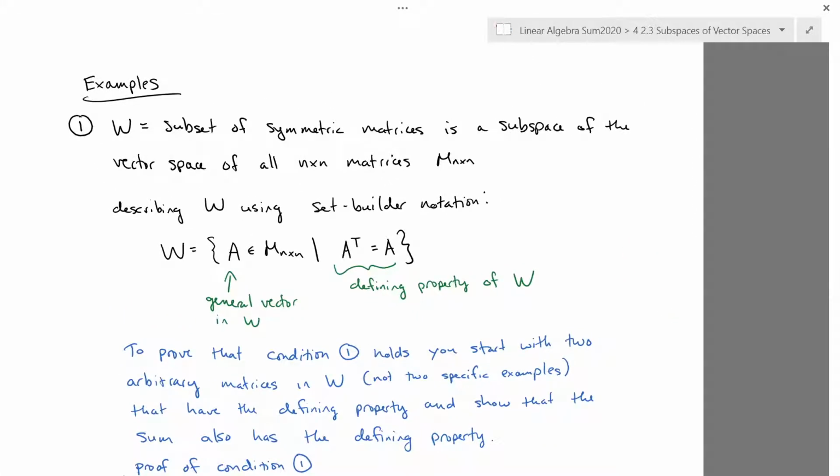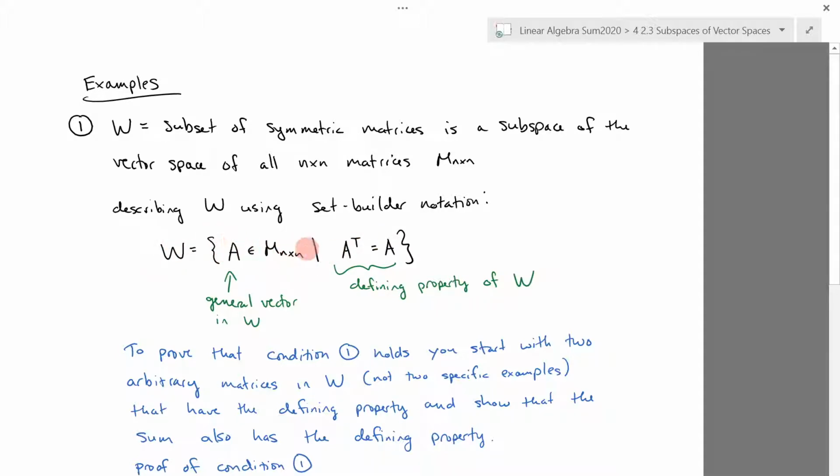Okay, so let's look at the first example. In this example, the claim is that the subset of symmetric matrices is a subspace of all n by n matrices. Here it's going to be helpful to describe this subset using set builder notation. If you remember, a matrix is symmetric if it satisfies the condition that A transpose is equal to A. So we can write W in this way.